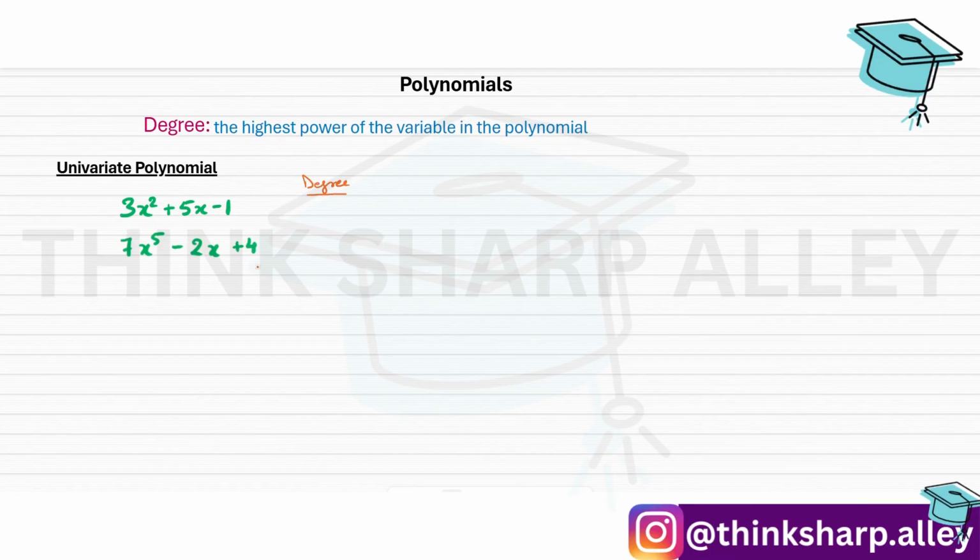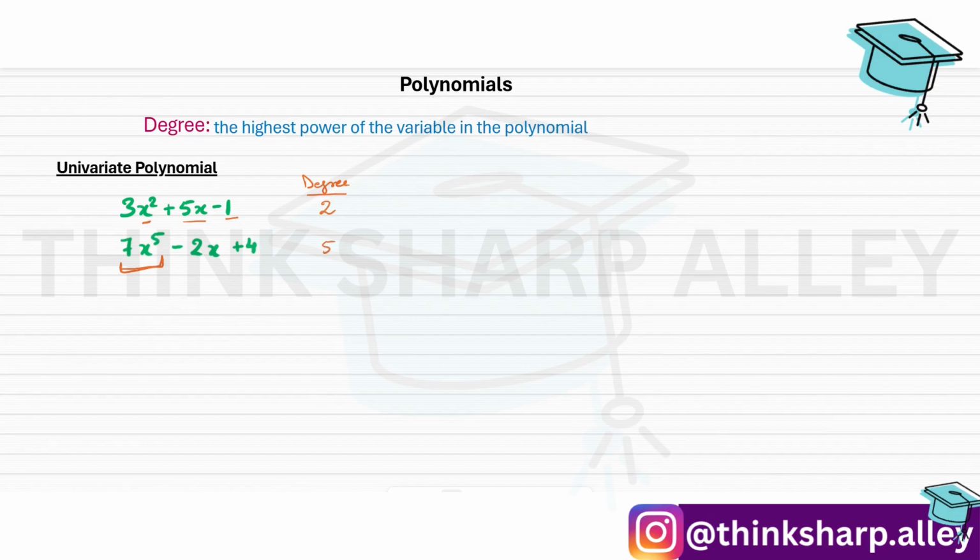We just look at the highest power of that variable. So in this case, it is a polynomial in x. Both of these are polynomial in x. And these are each term, 3x squared, 5x, and 1. So here the power of x is 2, which is the highest power, and hence the degree is 2. For the second one, again we have three terms, and the highest power of the variable is in this term, right? Which is 5. So the degree of this polynomial is 5.